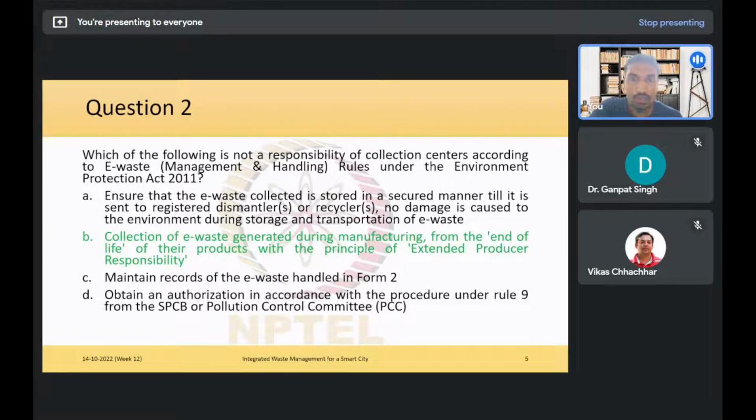So neither A nor D is the correct answer. It is option B which is correct. Right, so A, C, and D are actually responsibilities of the collection centers as per the e-waste rules.